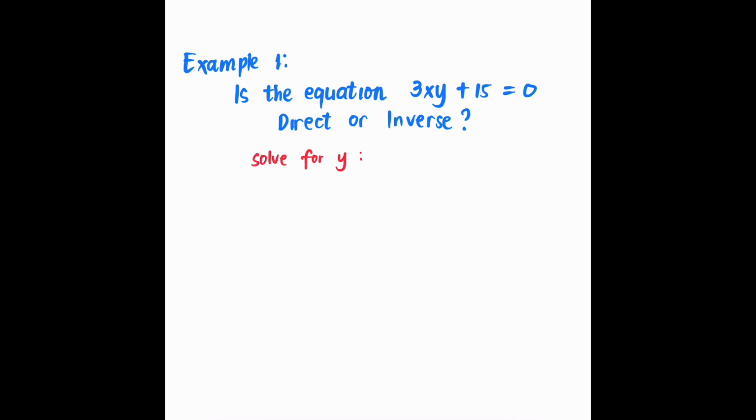y. So the given equation is 3xy plus 15 equals 0. To solve for y, we leave the term with the y variable on one side, so we're going to leave it on the left. And the constant term moves to the right-hand side. So positive 15 will become negative 15.